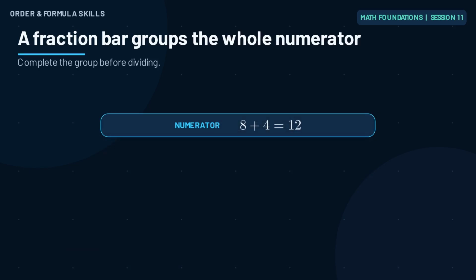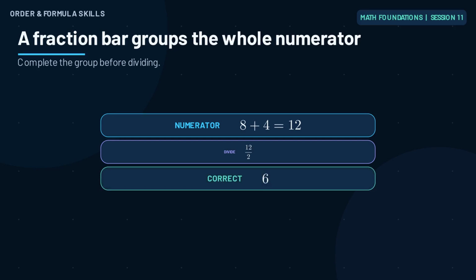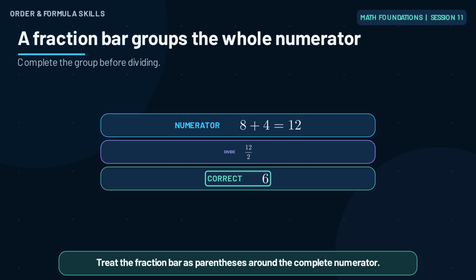Complete the grouped numerator. 8 plus 4 is 12. Then divide the complete numerator by 2. 12 divided by 2 is 6. The repaired value is 6, not 10. Treat a fraction bar as parentheses around everything above and below it. Grouping controls what the division acts on.